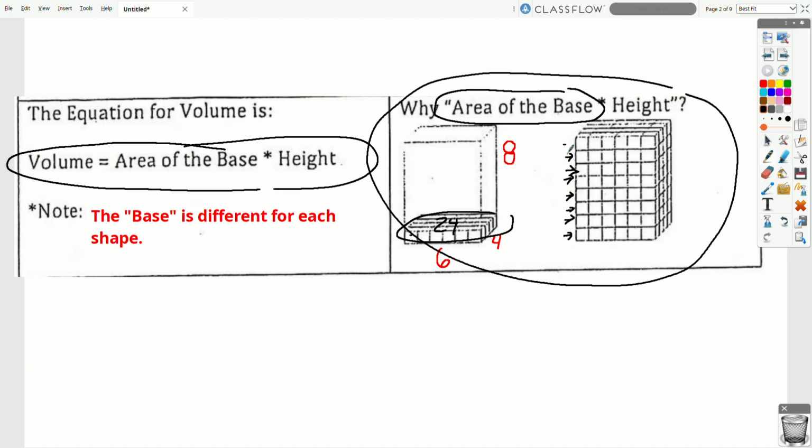Right, and so for all of these, we have to find the area of the base, which is going to be the bottom shape. In this case, it's a rectangle, 24. Then we multiply it by the height to get the entire thing.